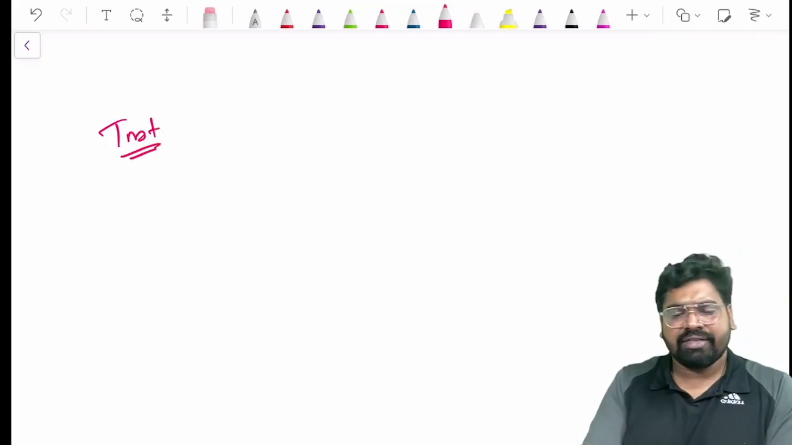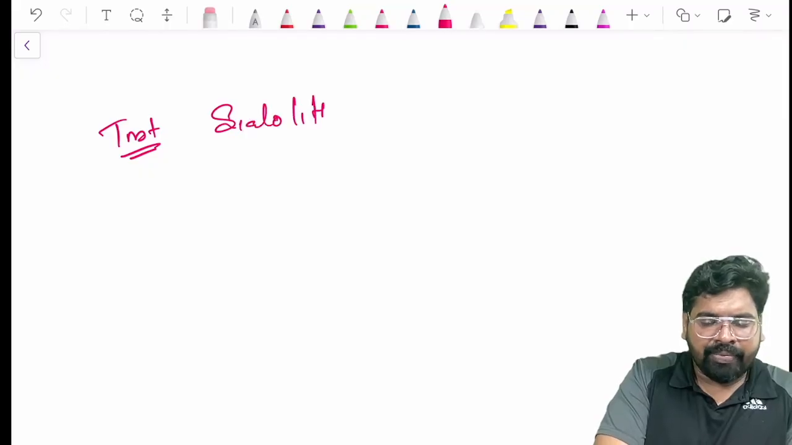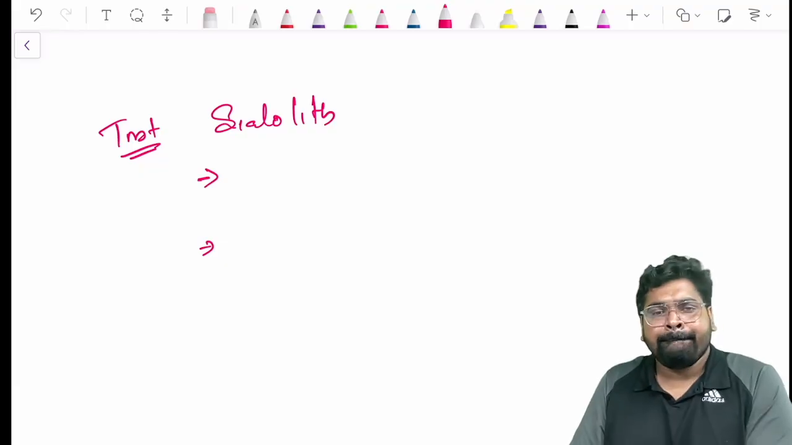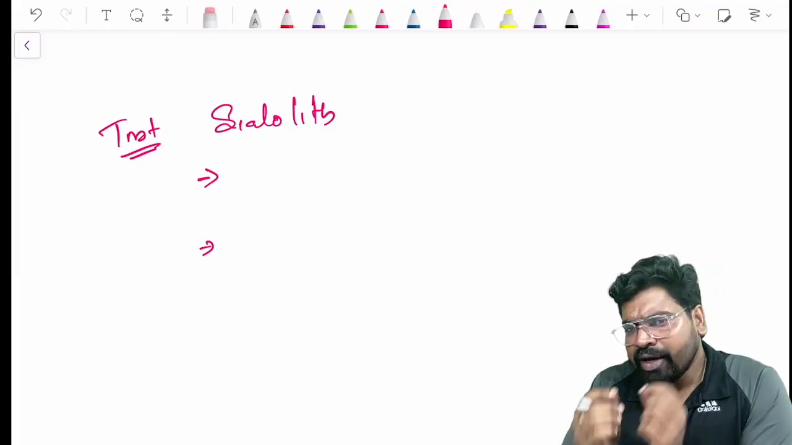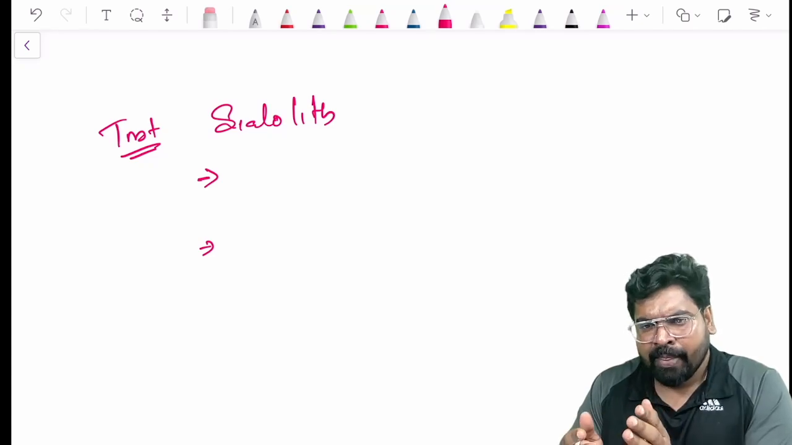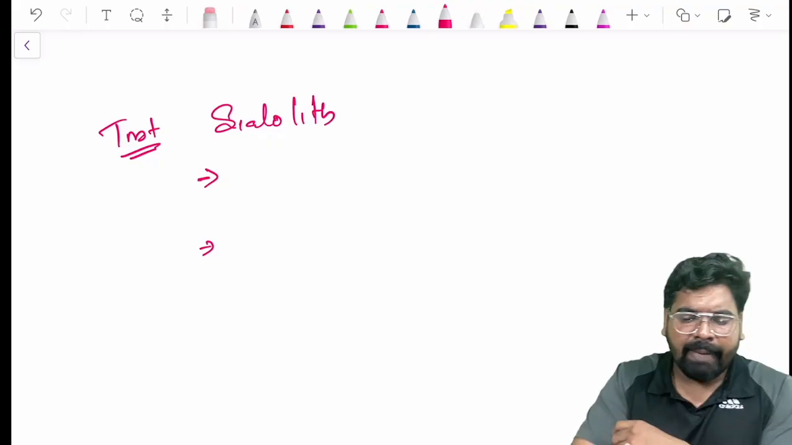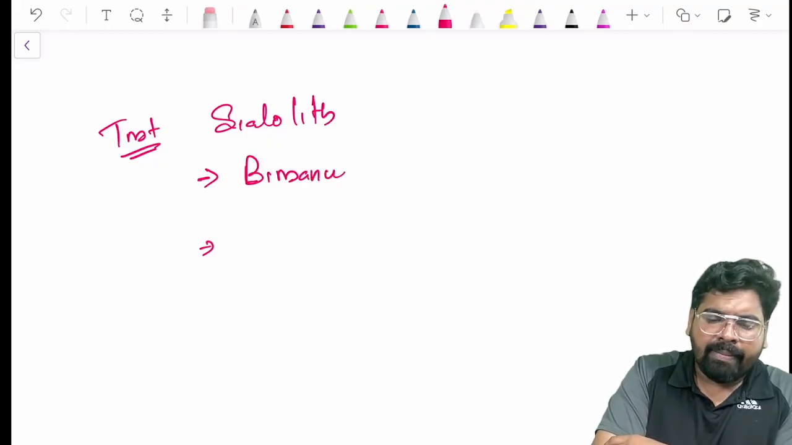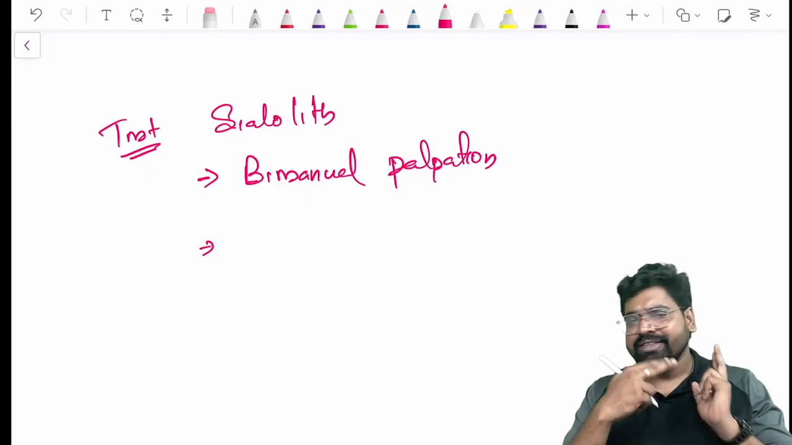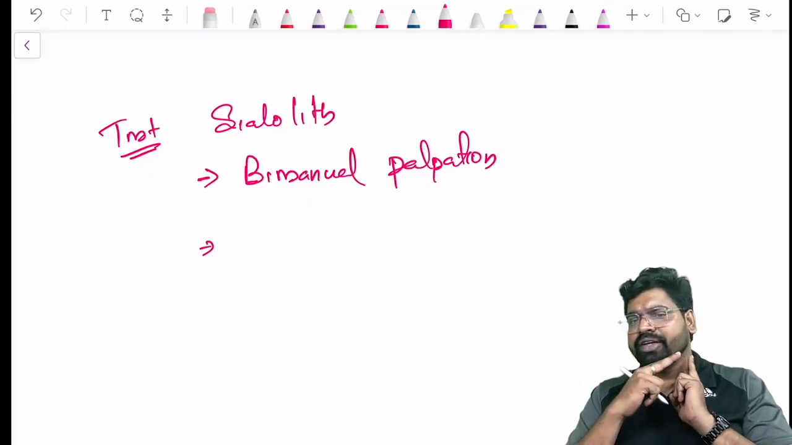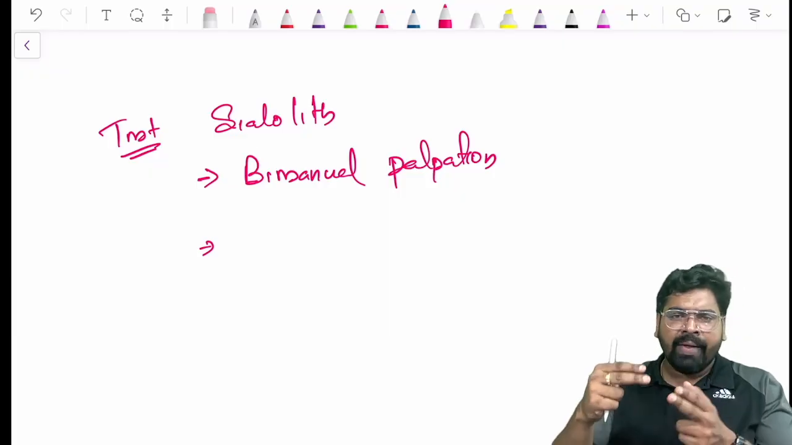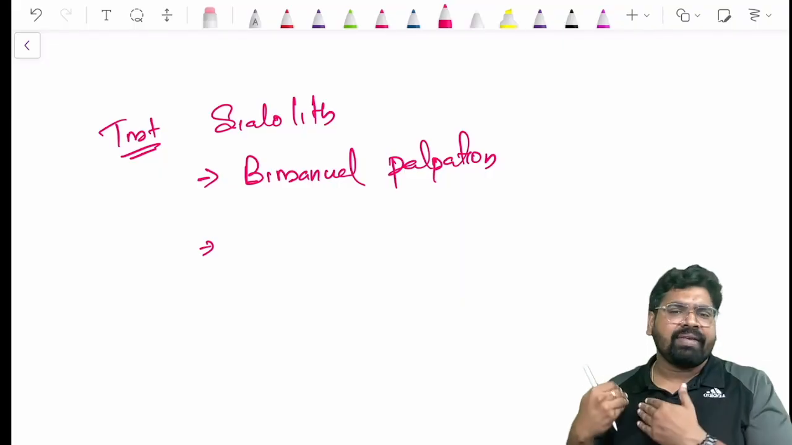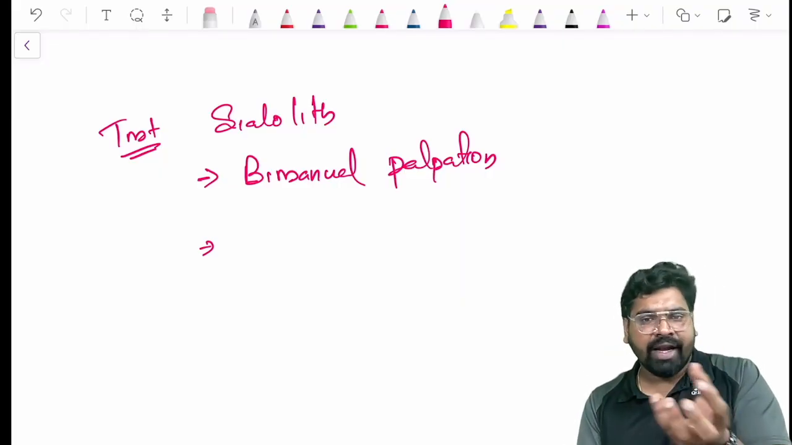How can you treat sialolith? There was one question in this treatment. The best method for treatment of sialolith is that if the stone is very close to the opening, you can palpate it with your hands and just push it out. It's called bimanual palpation. Bimanual palpation is actually you put two fingers inside, two fingers outside, and you palpate the salivary gland, and you make the saliva push out, and you push the stone outside along with the saliva. This will happen only if the blockade is near to the opening.